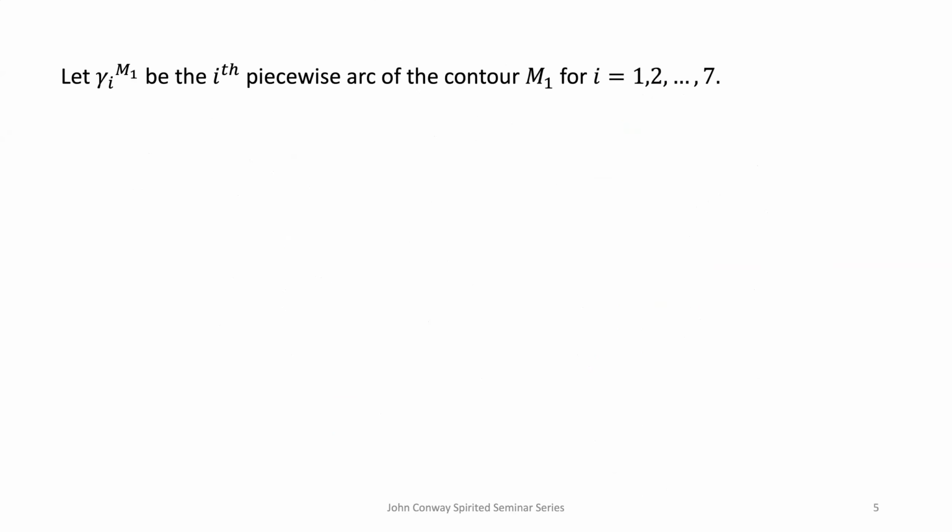So gamma I M1 indicates the piecewise arc, that is the first arc. I mean, for the first multi-level contour I showed three contours, M1, M2, M3. So let gamma I M1 be the ith piecewise arc out of 7 arcs. You see the M1 was constructed using 7 arcs.